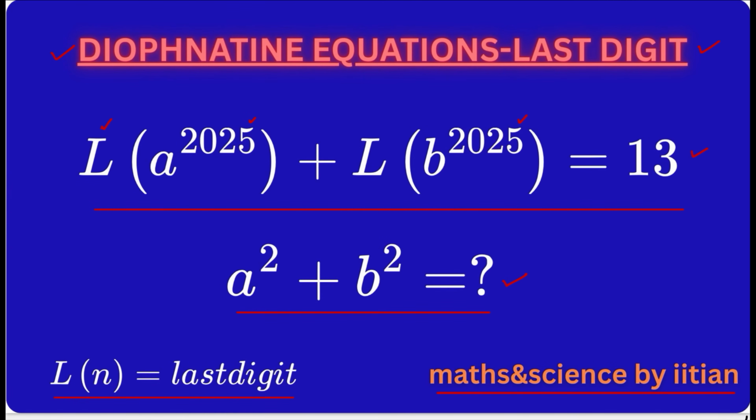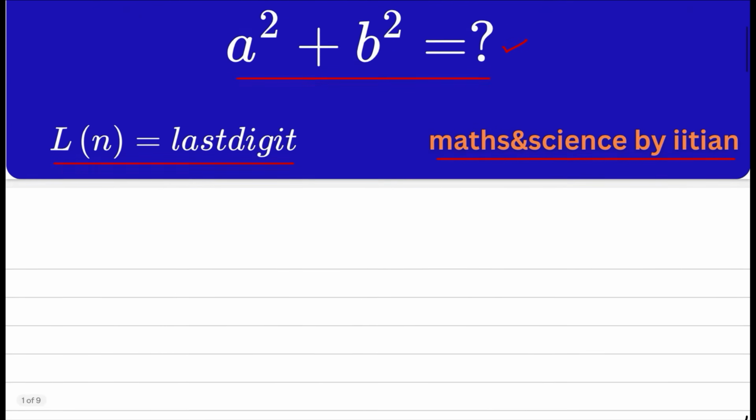The last digit of a to the power of 2025 plus the last digit of b to the power of 2025 is equal to 13. That is the only information given here. Now let us try to solve it. It's a very tricky problem. Please pay attention to it. See till the end so that you grasp the concepts, and this type of question does come in the examination. You will be able to solve them easily with the concepts explained here.